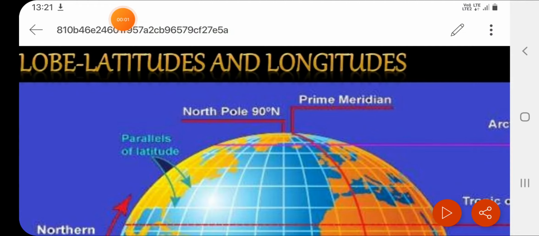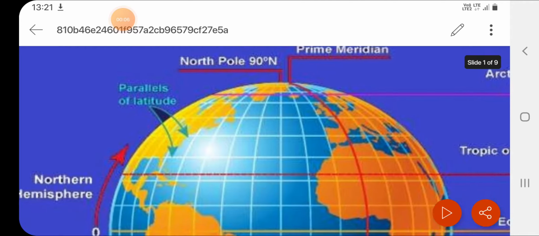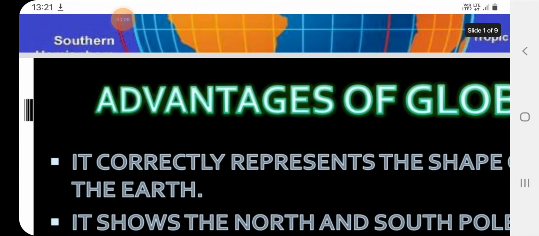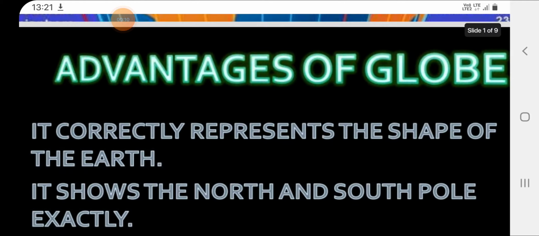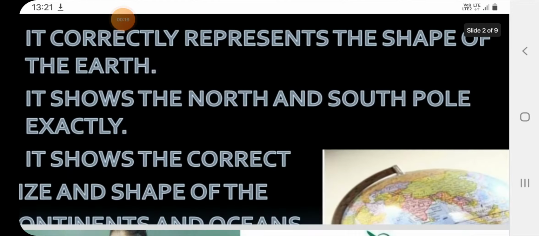Globe, latitudes and longitudes. What is a globe? Globe is a true model of the earth. What are the main advantages of globe? It correctly represents the shape of the earth. It shows the north and the south pole exactly. Then the disadvantages.